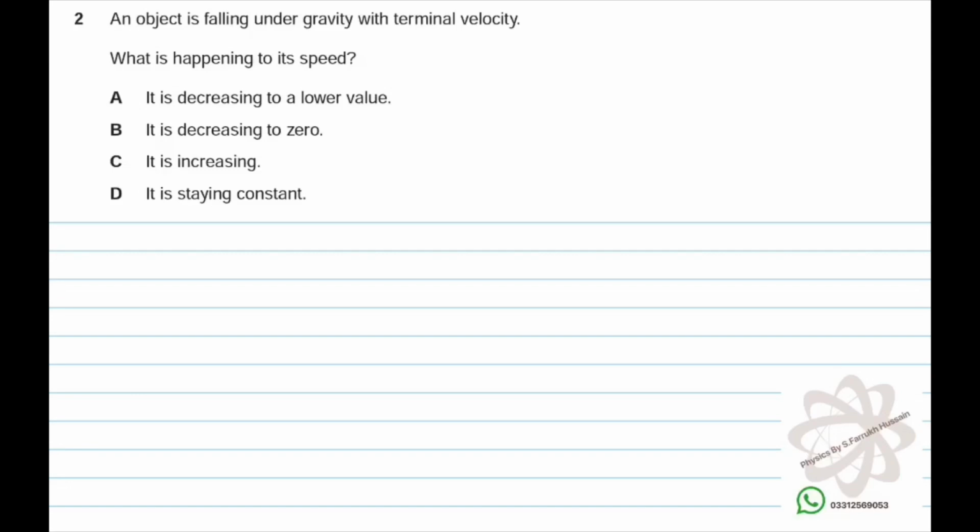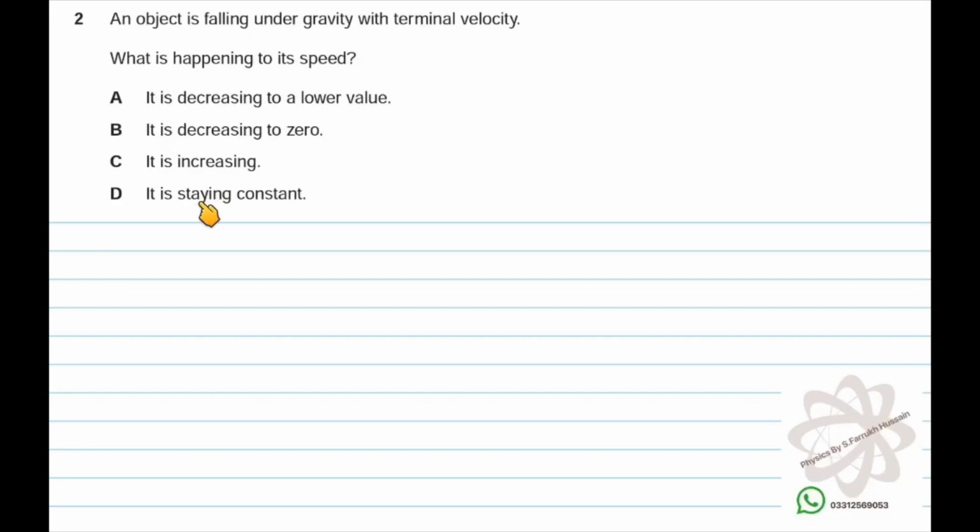Acceleration will be 0 because the resultant force is 0, and if acceleration is 0, there will be no change to velocity. So what is happening to its speed? In option A, it's written it's decreasing. As I have told you, there is no change in velocity because acceleration is 0. So A cannot be the answer, and similar is the case with B and C.